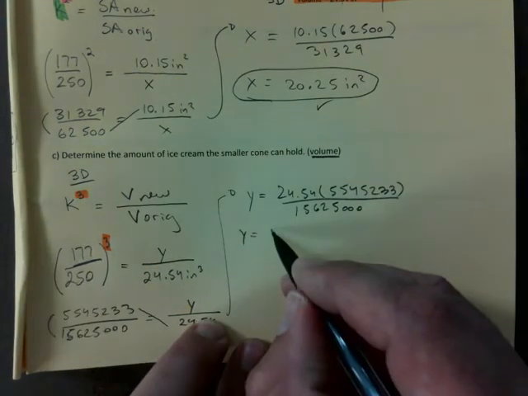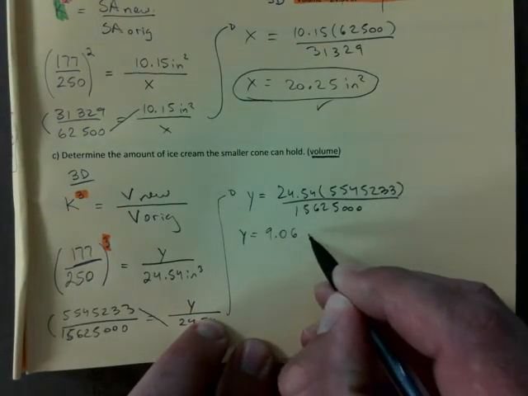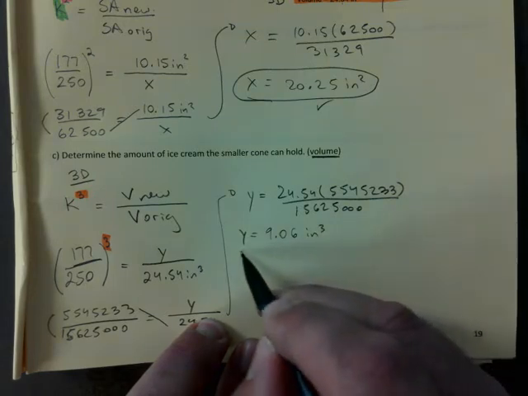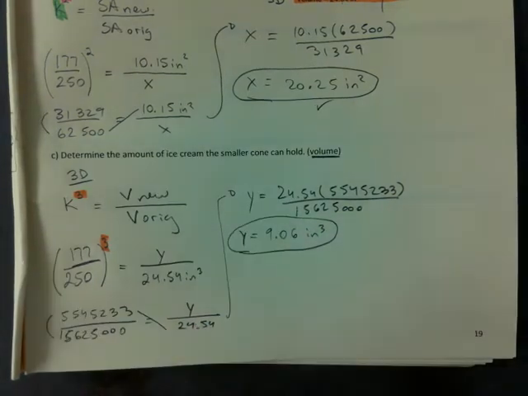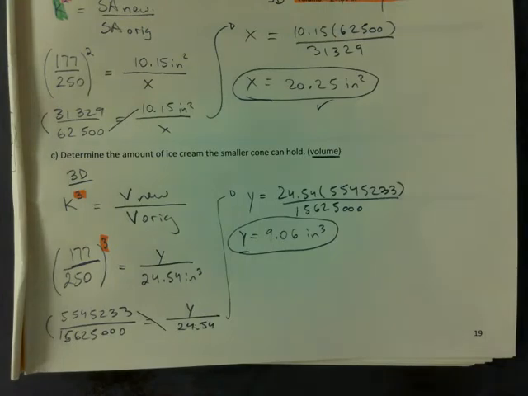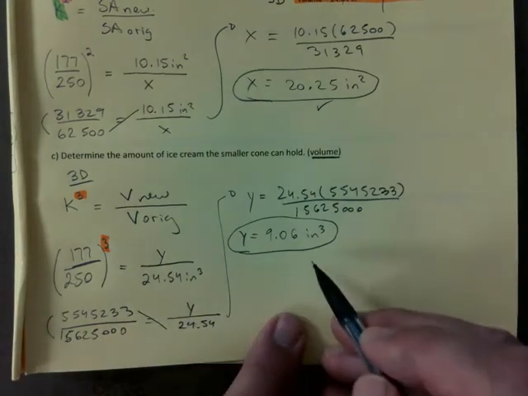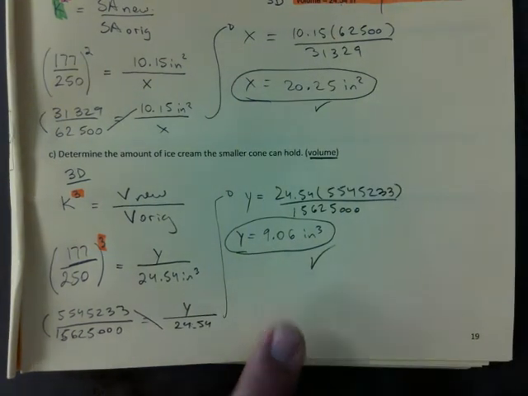Times, divide, and that's 9.06 cubic inches. Does it make sense that there's less volume in the smaller cone? It does. Check.